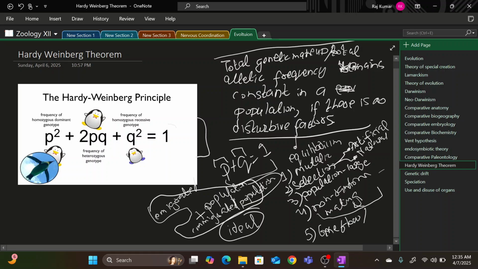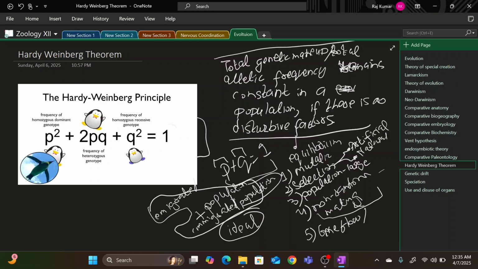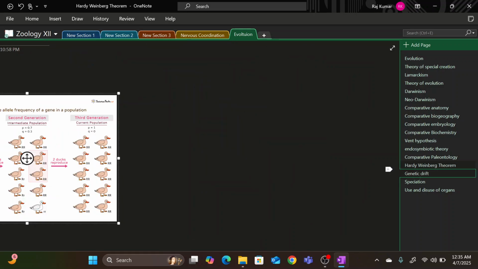Nothing of this exists in the real world, because in the real world there are rare cases where mutation will not happen, or rare cases where selection or non-random mating will not happen. So this is, I guess, about it. Now there are last two topics, of which number one is genetic drift.